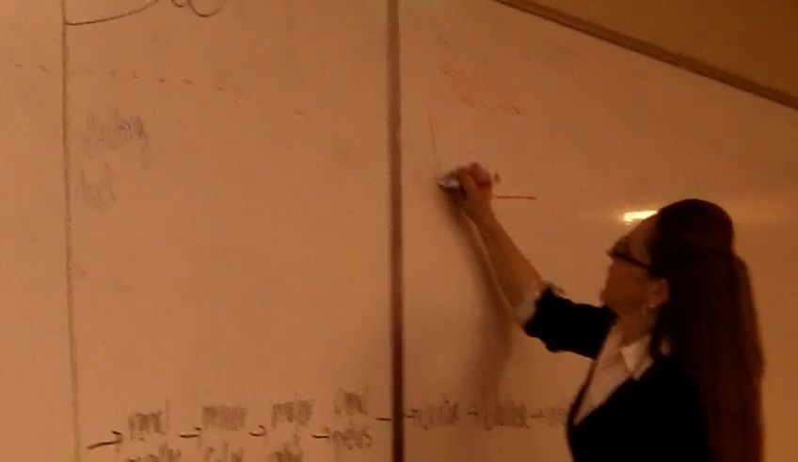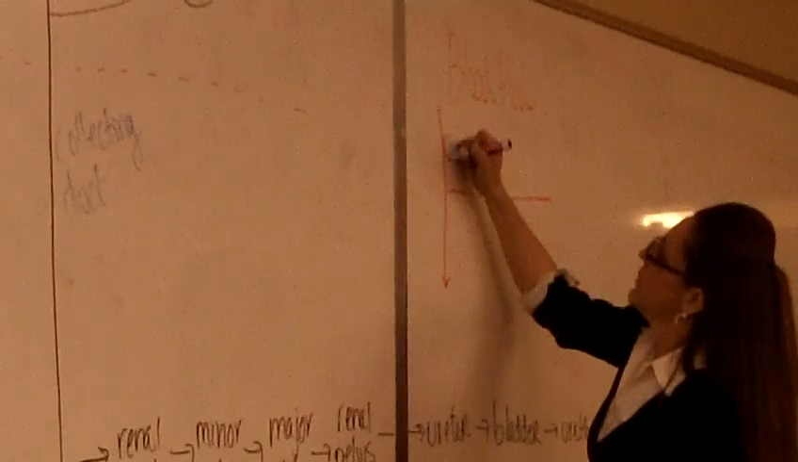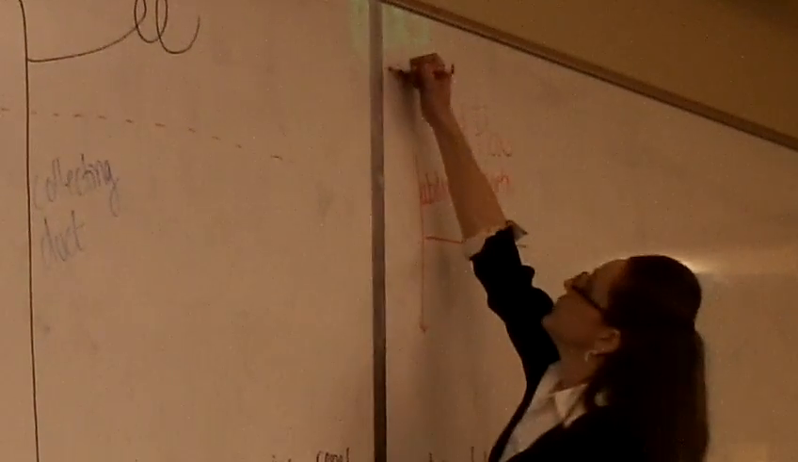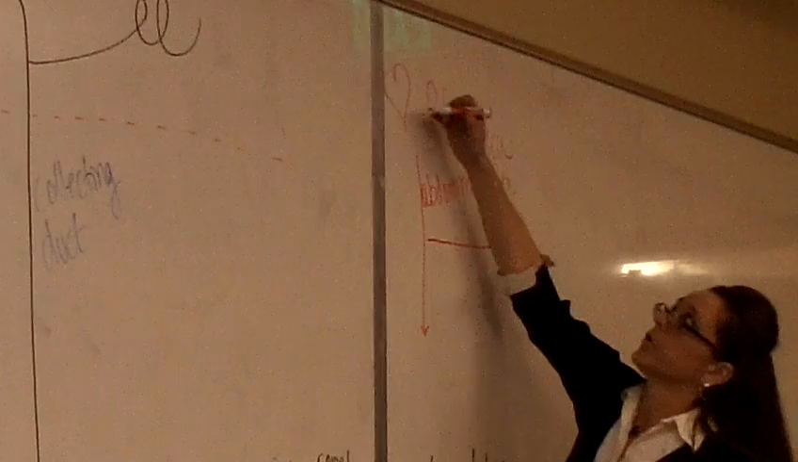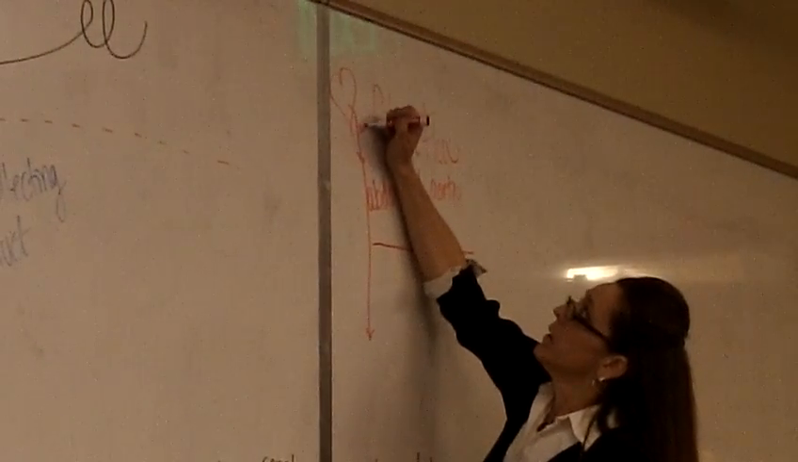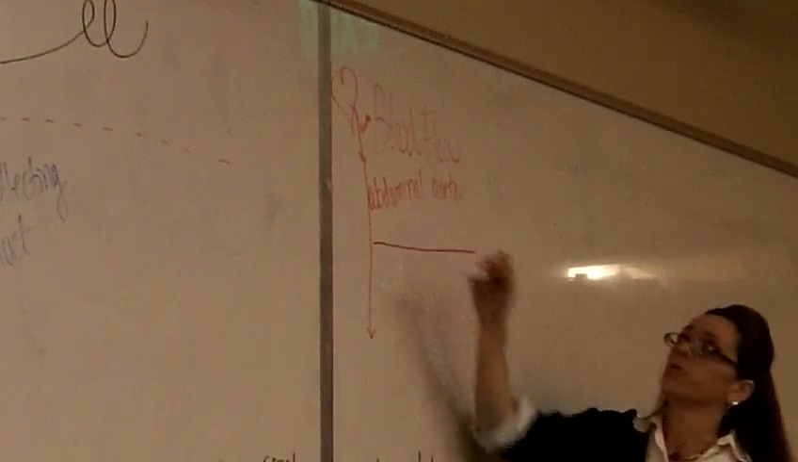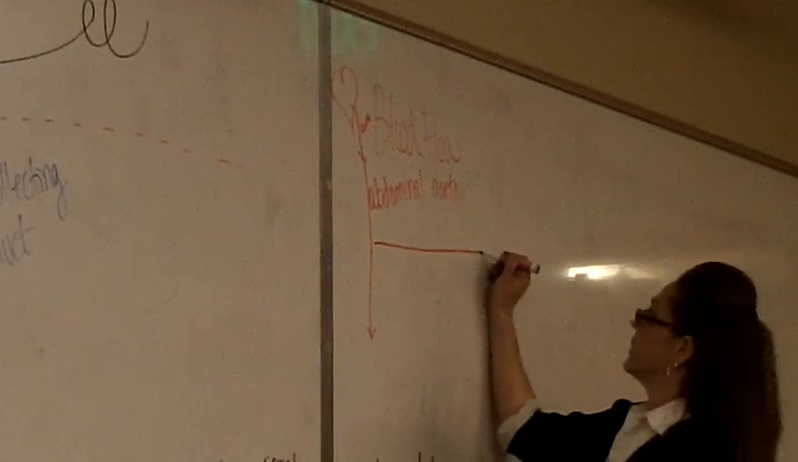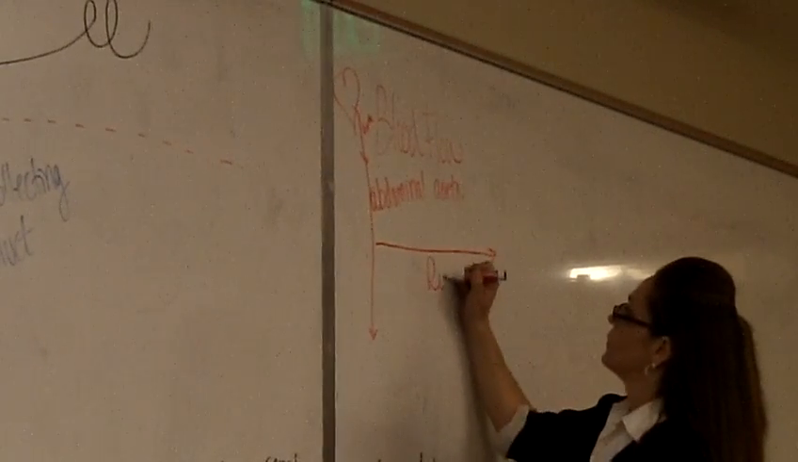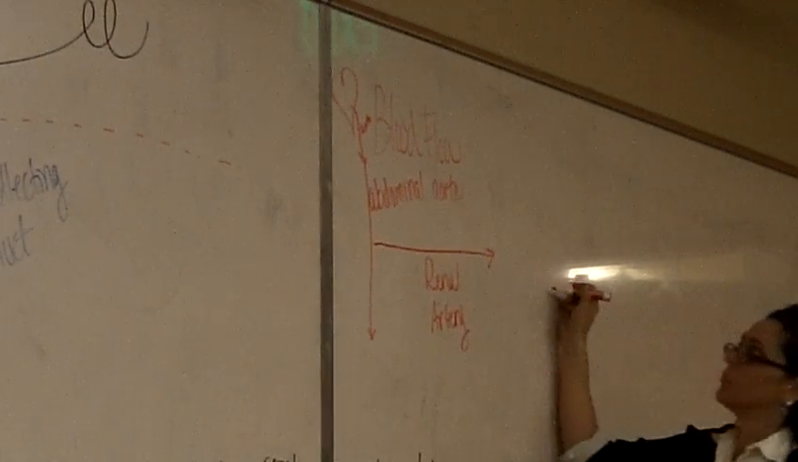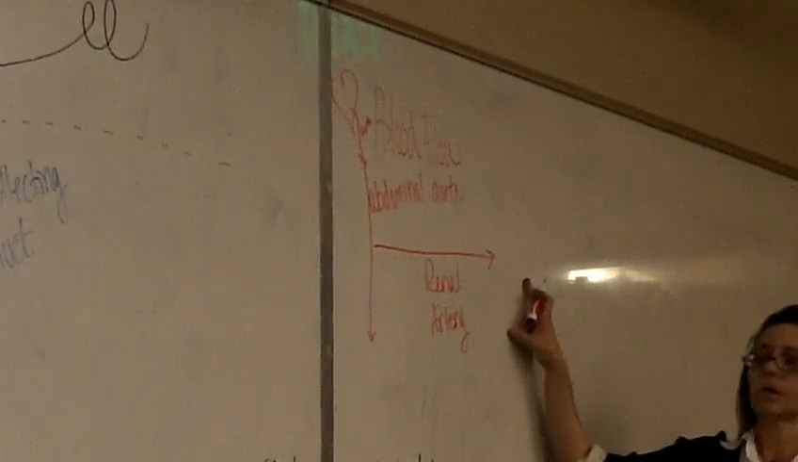So first of all, we've got the abdominal aorta. So we've got, might as well put the heart up there. So coming off of the left ventricle, we've got the aorta. And we go down to the abdominal aorta. And one of the branches of the abdominal aorta is the renal artery. And that's bringing blood into the kidney.